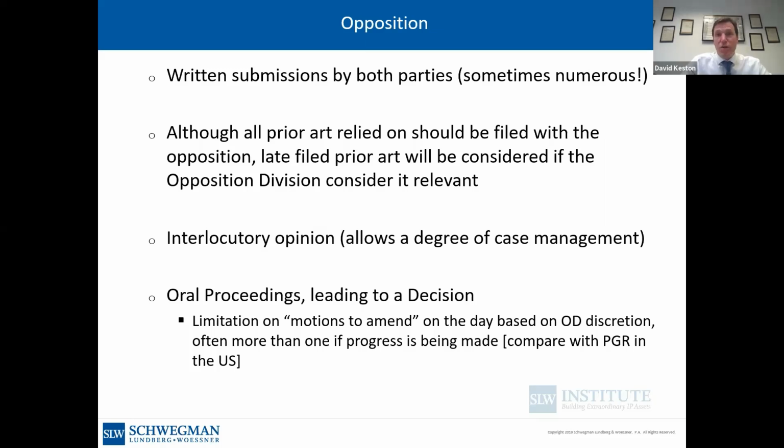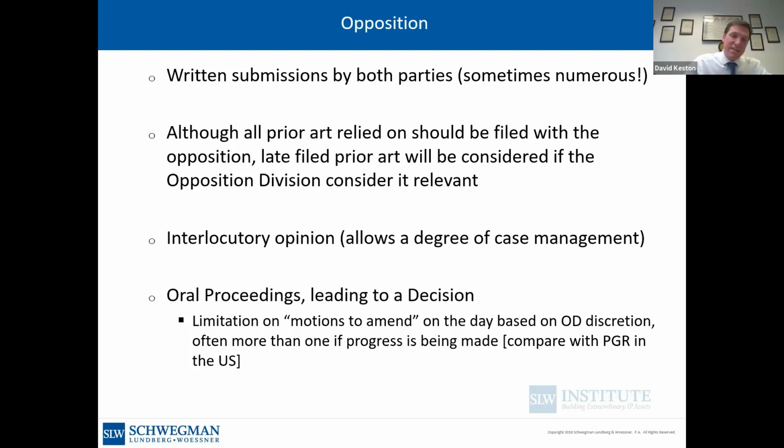They can cross over one another, but eventually what happens is that one party submits something and another party submits a response to that. That means that if one is the opponent, one can react to arguments and potentially other requests that are being made by the proprietor, as the proprietor attempts to shoehorn their invention into something they think is patentable. The prior art should be filed with the opposition, but it's possible to file it later, and it will be considered basically at the discretion of the opposition division.